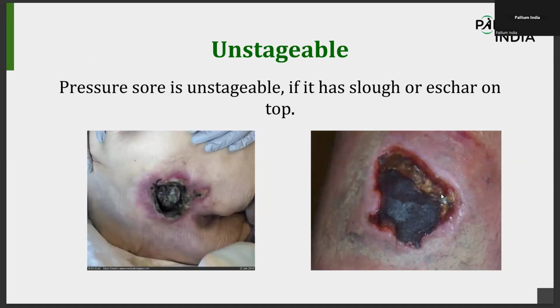Next, stage 5 is unstageable. The pressure sore is unstageable if it has slough or eschar on top. In these wounds we cannot tell how deep they are. The slough covers the wound, and once we remove the slough, only then can we identify the depth of the wound. Otherwise we can't. That is unstageable. The eschar will be there.